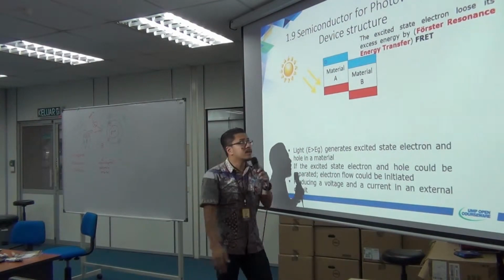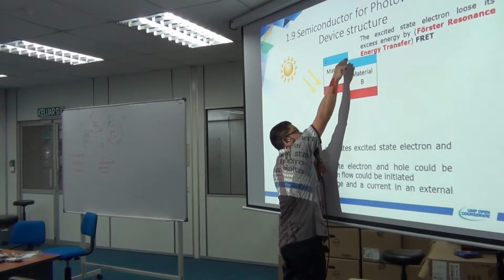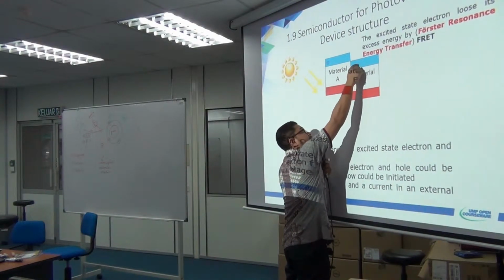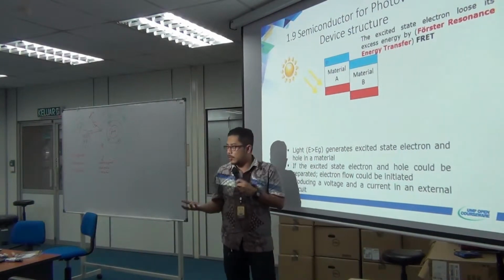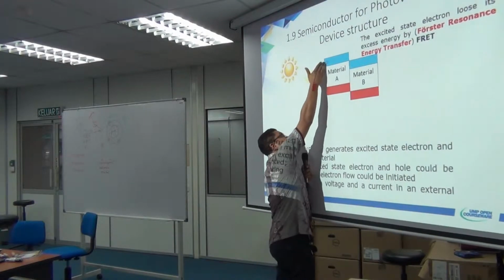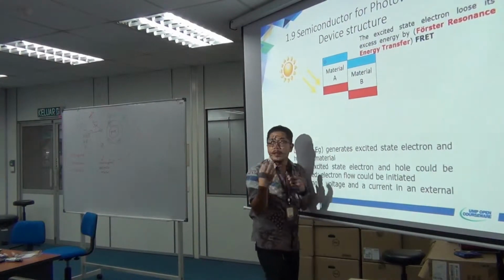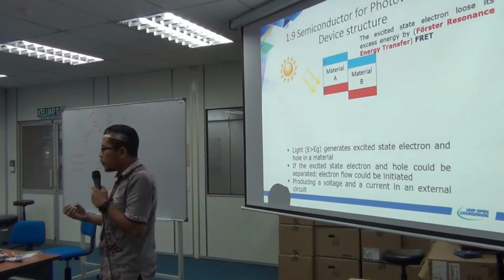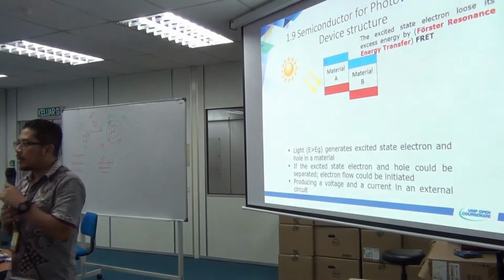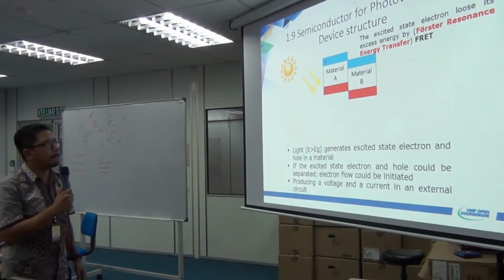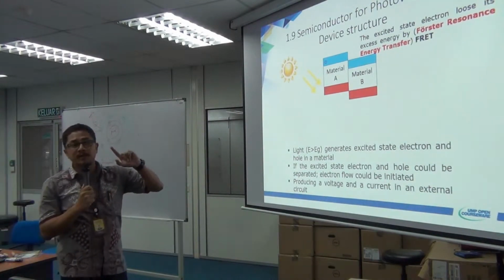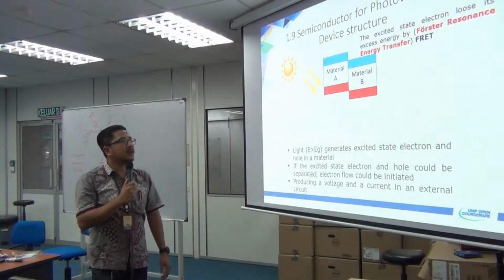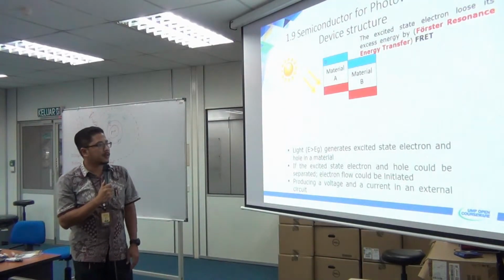How much does it lose? The difference between this conduction band and this conduction band will be the energy loss. It goes from high energy state to the low energy state, it will lose some energy, but still energetic. Still, the electron is useful to be mobile and create electricity. So the next jargon is FRET, Förster resonance energy transfer.